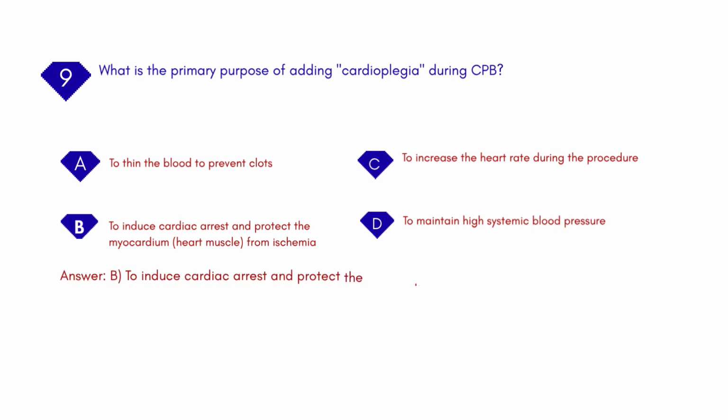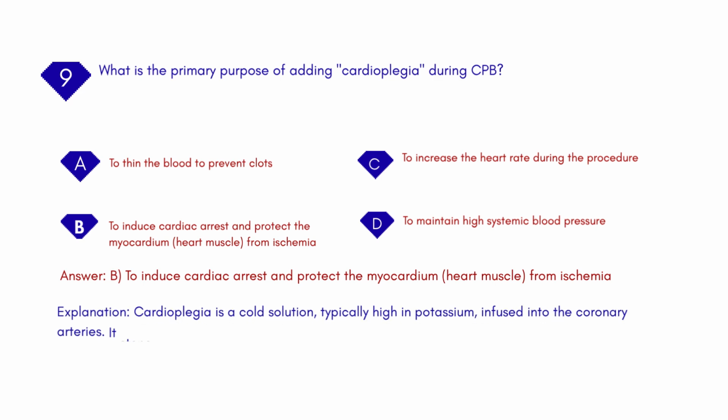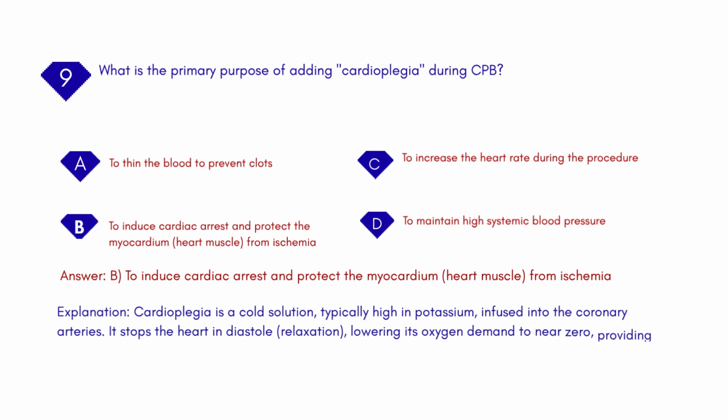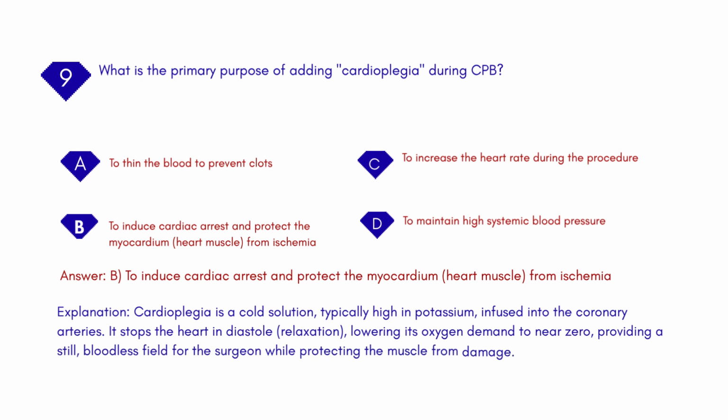Answer: B. To induce cardiac arrest and protect the myocardium, heart muscle, from ischemia. Explanation: Cardioplegia is a cold solution, typically high in potassium, infused into the coronary arteries. It stops the heart in diastole, relaxation, lowering its oxygen demand to near zero, providing a still, bloodless field for the surgeon while protecting the muscle from damage.